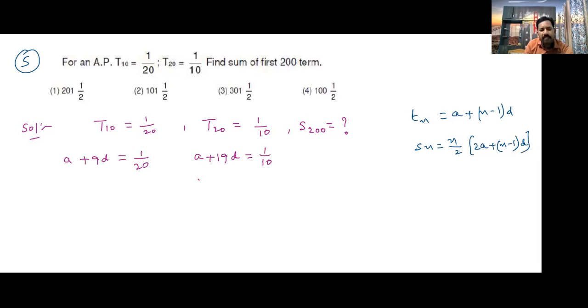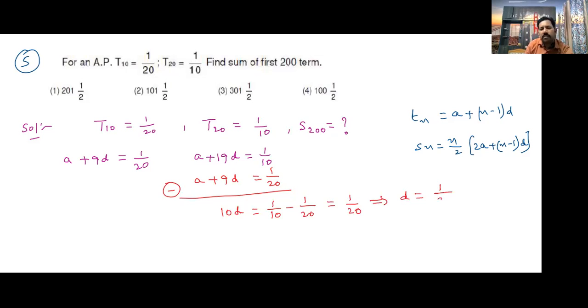Here we need the a value and the d value. By solving these two equations, we get a and d values. Subtract both, a cancels. 10d is equal to 1 by 10 minus 1 by 20. Calculate this: 2 minus 1 by 20, 1 by 20 only. So the right hand side we get 1 by 200. This is the d value.